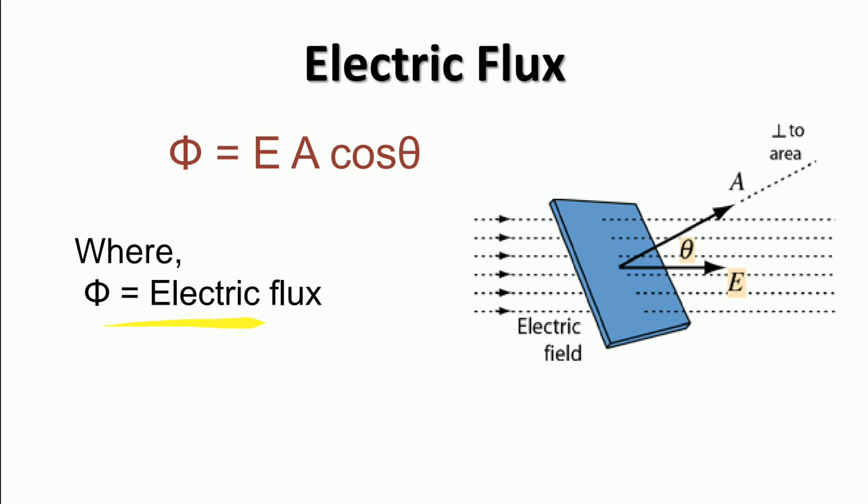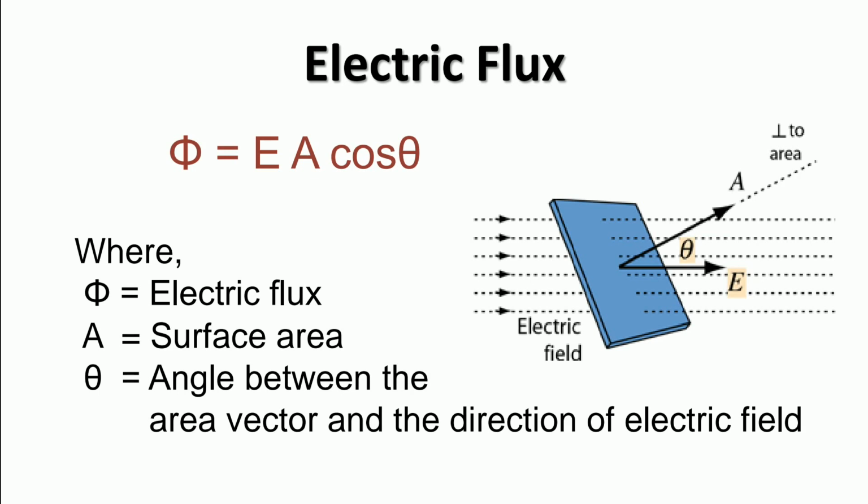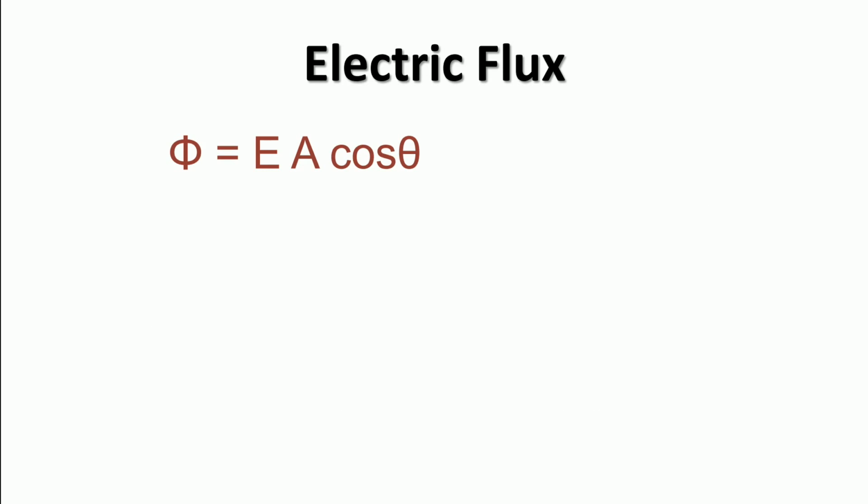where phi is equal to electric flux, A is equal to the surface area, theta is the angle between the area vector and the direction of the electric field, and E is the electric field. Moving ahead, watch here. This is phi is equal to EA cos theta. It is clearly representing that phi is the scalar product of vector E and vector A, because here we can see cos theta. So we can write it like phi is equal to vector E dot vector A.